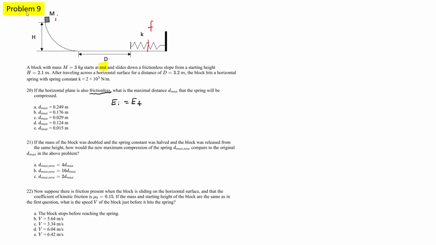What we have initially is all we have is gravitational potential energy, which is mgh in this case. At the end, the spring has reached its maximum compression, which we're calling Dmax, and all of the energy gets stored into spring potential energy. The amount of spring potential energy that you get is 1/2 k Dmax squared.